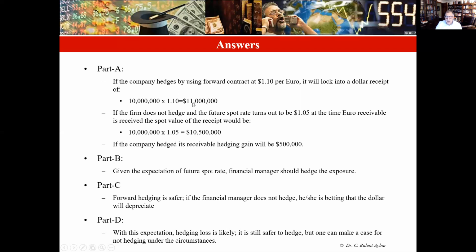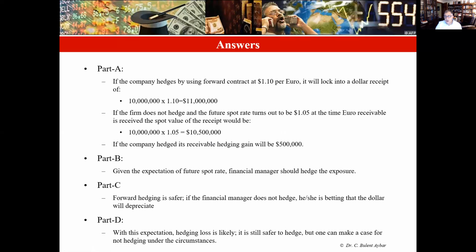Now, if the company hedged, that is, if we locked into this $11 million deal, and if the spot rate turned out to be 1.05, we will have a hedging gain that is, the forward actually will deliver us $500,000 more value than what we would get without a hedge. So in this particular case, there is a hedging gain involved.